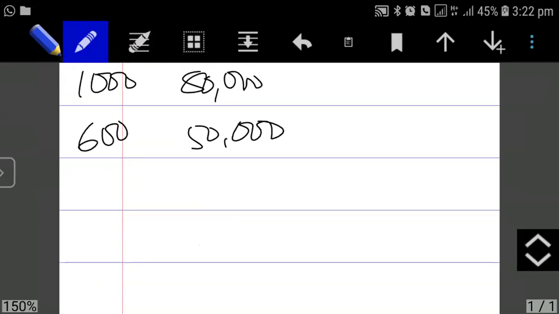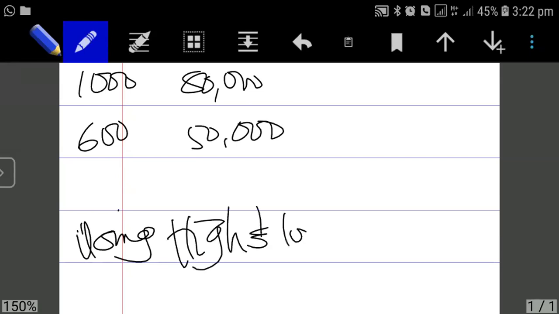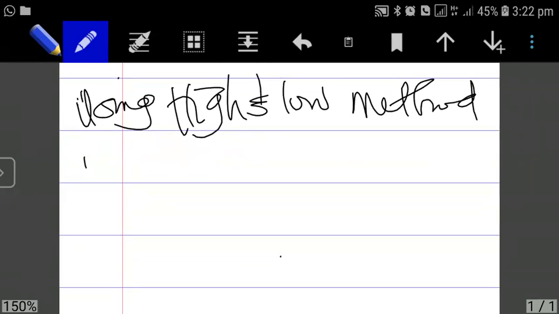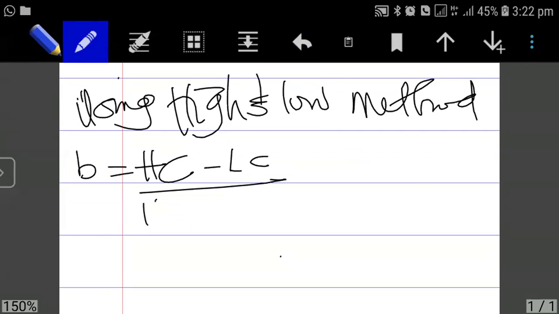So using high and low points in calculating the variable cost, that is B. It is the B that we are calculating, using the high and low method. If you want to use the high and low method, you just have it as thus: B equals highest cost minus lowest cost, divided by highest quantity minus lowest quantity.